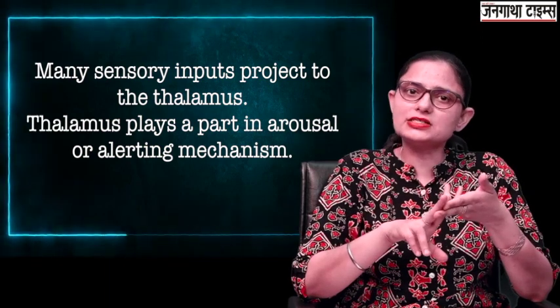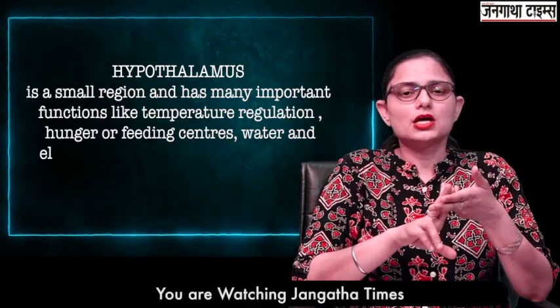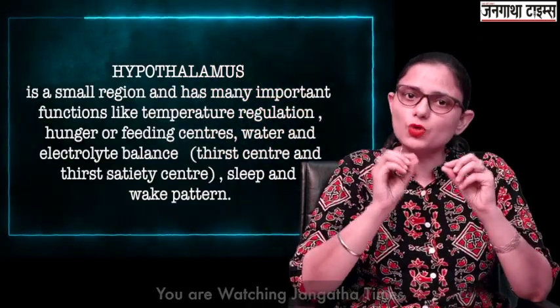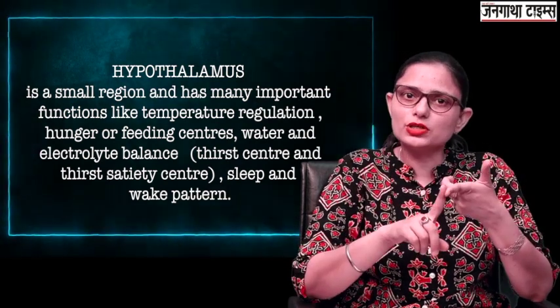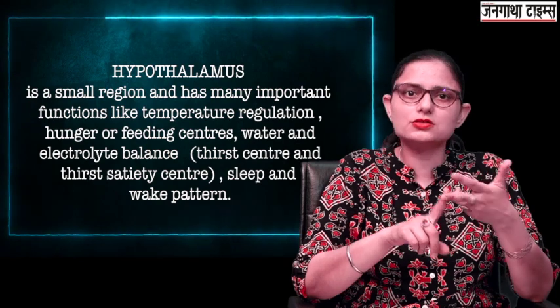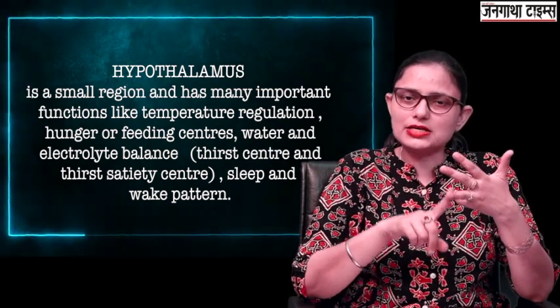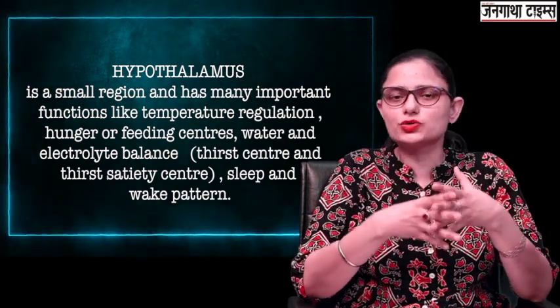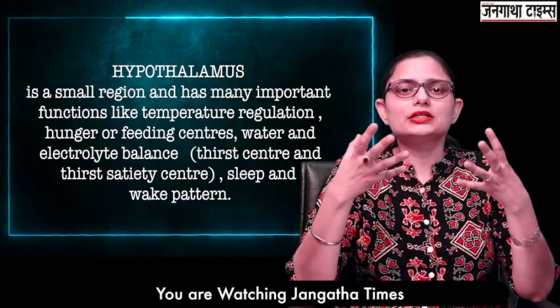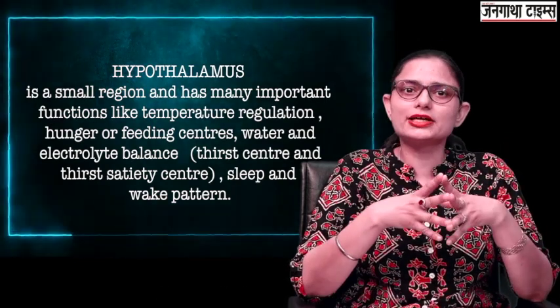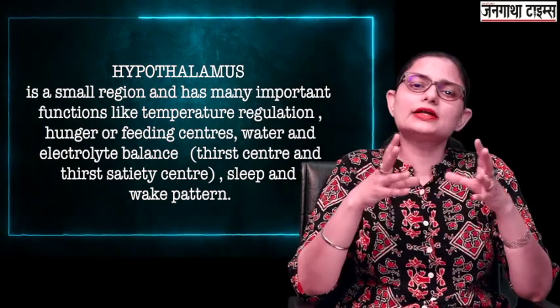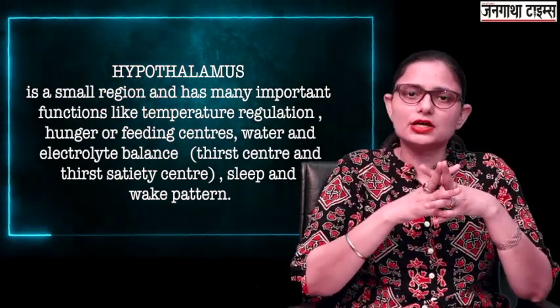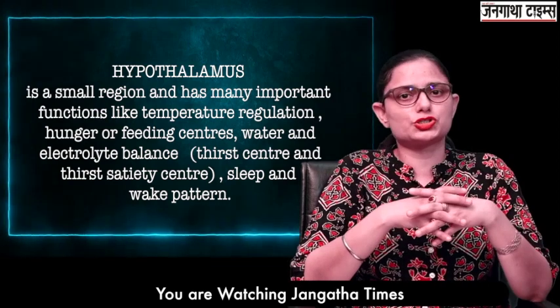The second part of the diencephalon is the hypothalamus. It's a very important part and a very small part, and it regulates many functions like temperature regulation, the sleep and wake pattern, feeding center. It has the hunger center and the satiety center. Then it controls the water and the electrolyte balance by its thirst center and the thirst satiety center. And it has endocrine functions also.